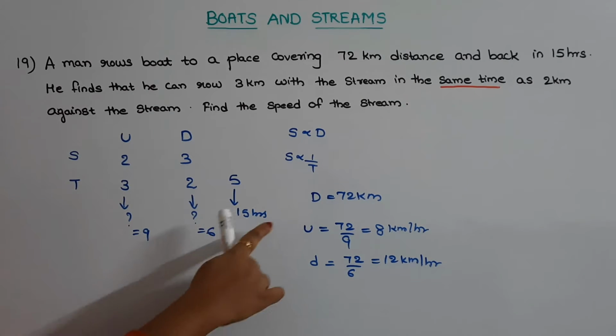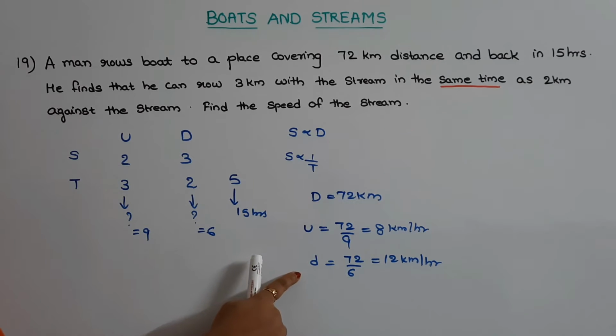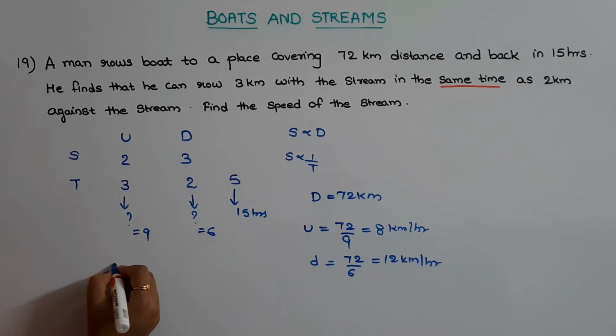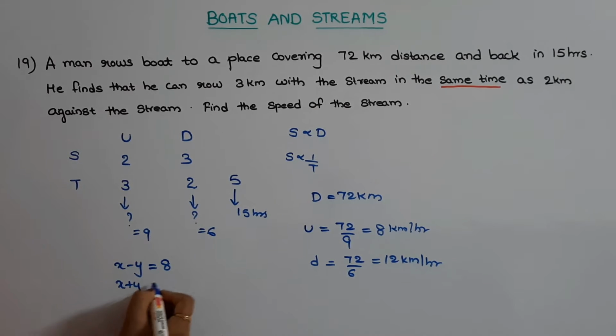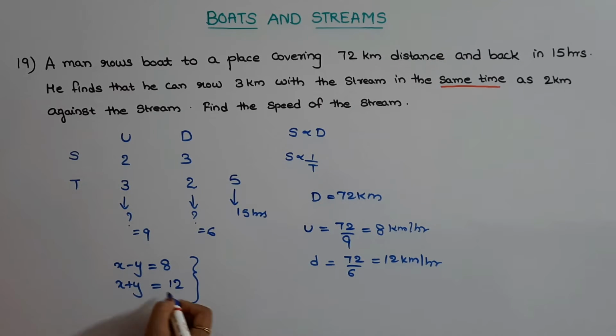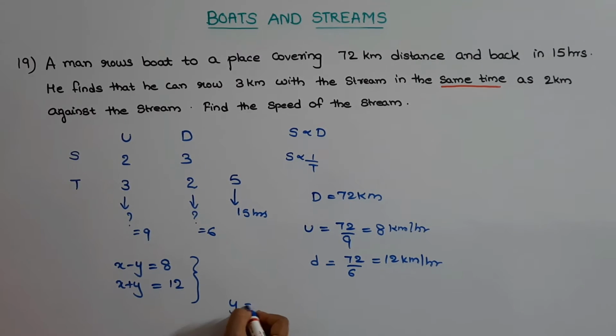We have a formula for upstream speed as well as the downstream speed. Upstream speed is x minus y and we can equate it to this 8. And the downstream speed is x plus y and we can equate it to this 12. On solving these two equations, we will get the value of y as 2 km per hour. Hence, the speed of the stream will be 2 km per hour.